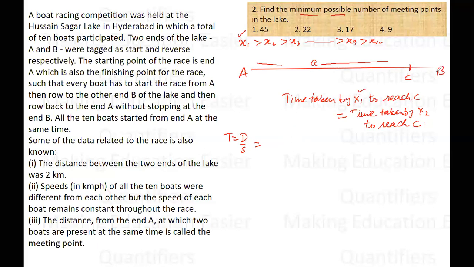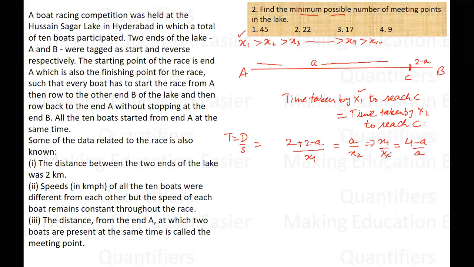Now how much distance has x1 traveled? x1 has traveled 2 kilometers from A to B, and if this distance AC is A, this will be 2 minus A. It has covered 2 kilometers from A to B, and 2 minus A distance from B to C, divided by speed x1. For boat x2, it has just covered A kilometers and its speed is x2. Now from here I get this relation: x1 by x2 is equal to 4 minus A upon A.